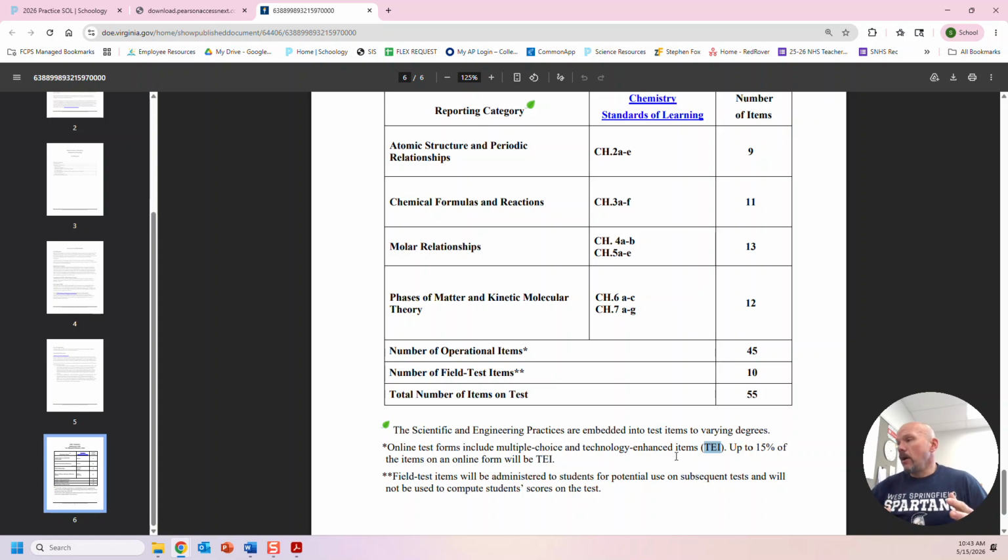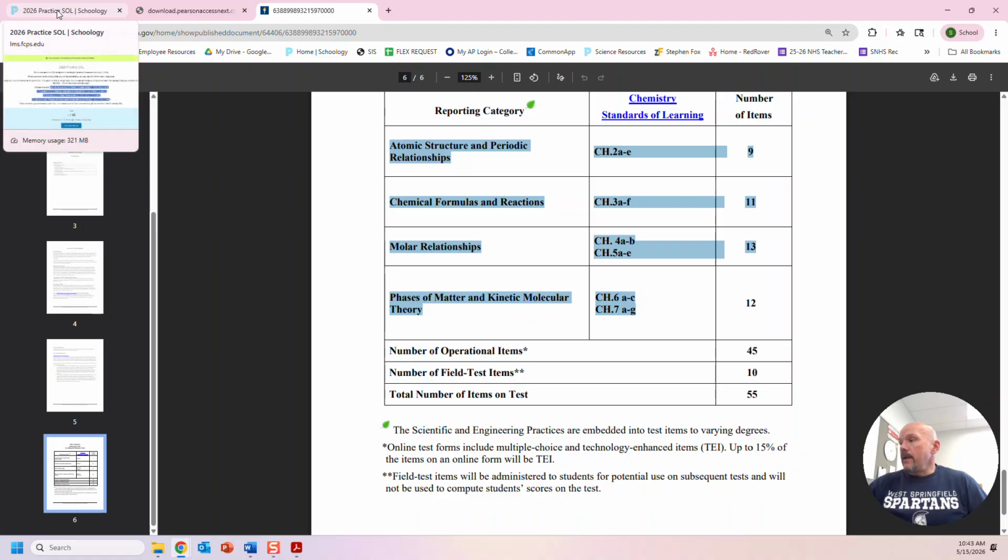On the practice SOL, I'm covering this exact content with these numbers of questions, but I think I might have more non-multiple choice questions just so that we can review more concepts. But you're going to see mostly multiple choice when you take the SOL.